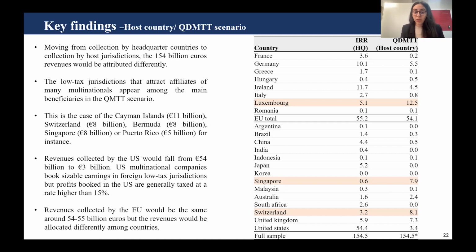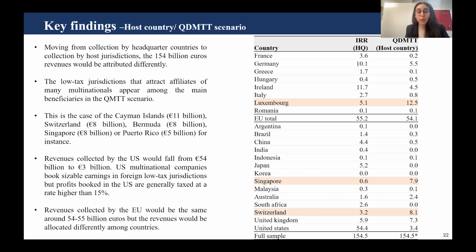So the low tax jurisdictions that attract affiliates of many multinationals appear here to be among the main beneficiaries of the QDMTT scenario. This is the case, for example, of the Cayman Islands, which would collect 11 billion, Switzerland 8, Bermuda 8 as well, Singapore 8. So Singapore, under the IRR, it was 0.6 after the carve-outs, and it will move to 7.9 under the host country scenario or the QDMTT. So it's a big change.